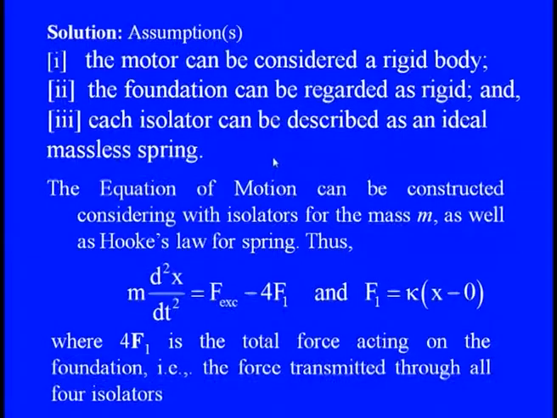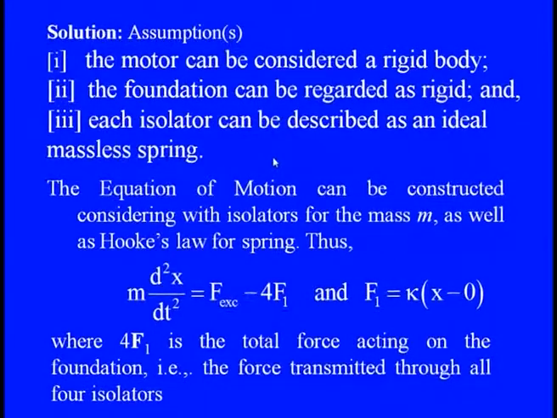So, we have m d2x by dt square as the inertia force, which is balanced by the cumulative effect of all 4 springs' restoring forces and the exciting forces. So, F exciting minus 4 F1 is my force summation, which should be balanced by the inertia forces. The 4 F1 are nothing but the restoring forces coming out from the springs, in terms of the foundation.